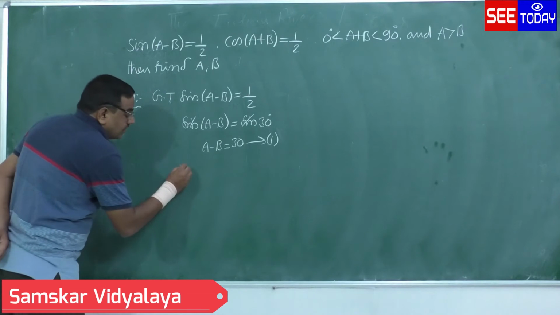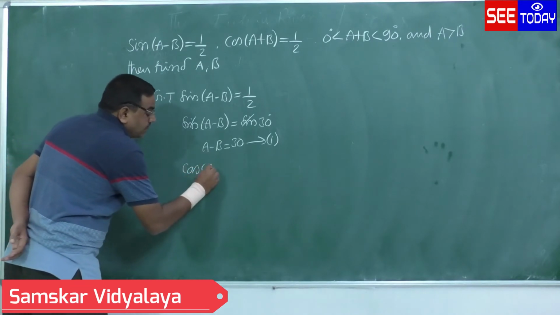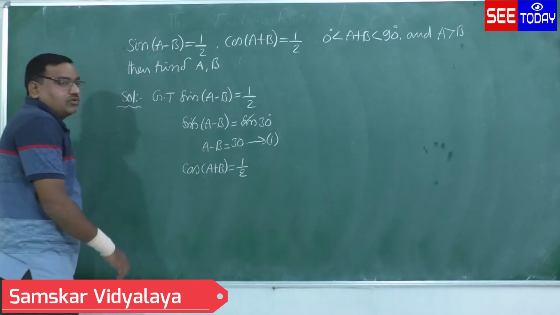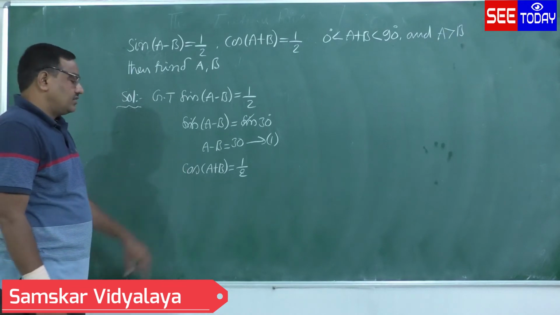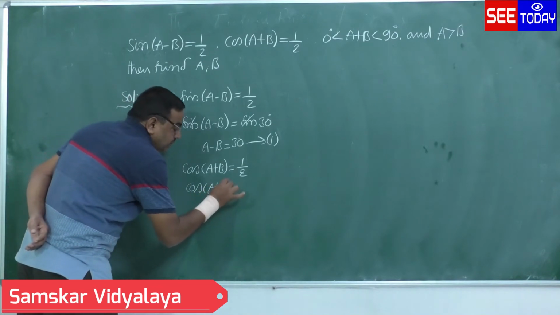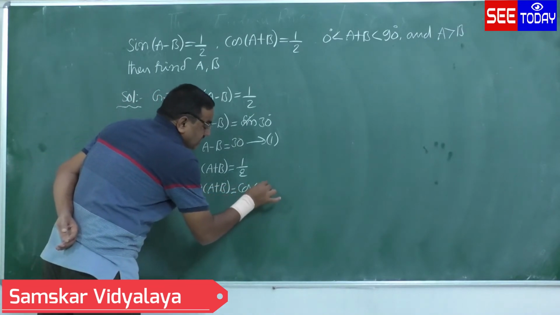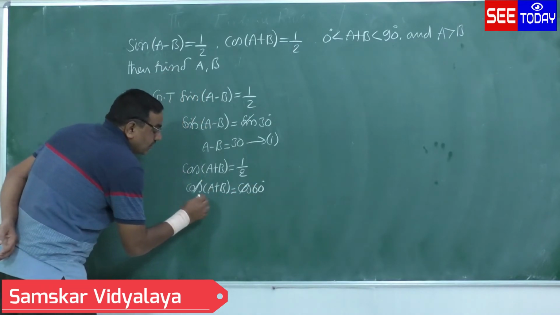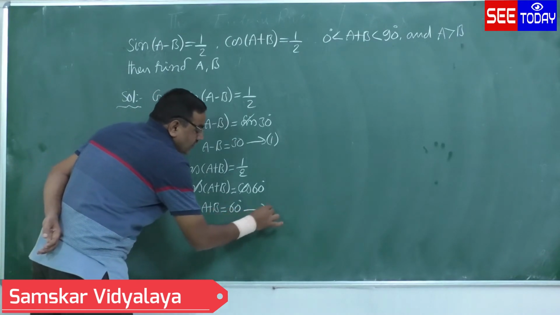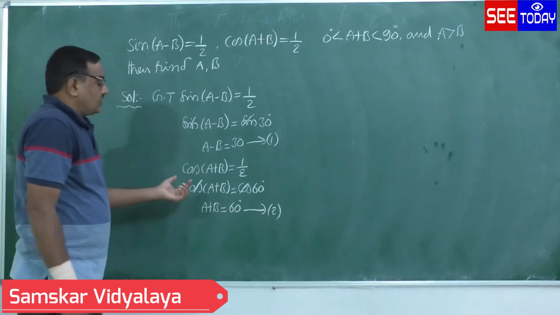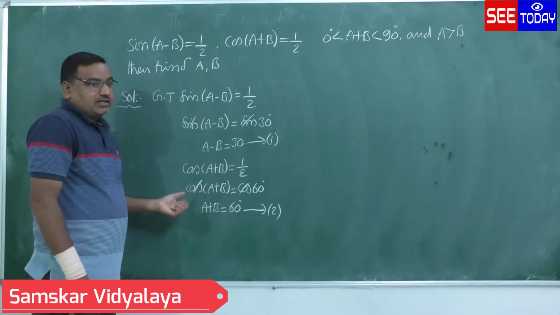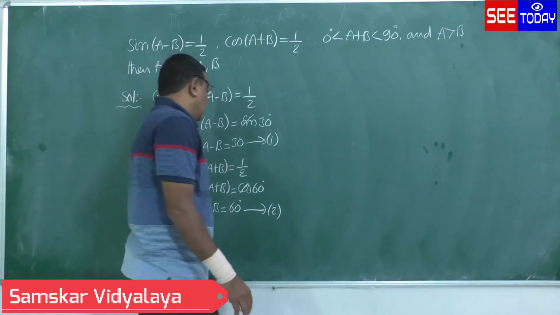Similarly, what has been given? Cos of A plus B is equal to 1 by 2. Where do we see 1 by 2 in the trigonometric table of the cos ratio? We know that cos of A plus B is equal to cos 60 degrees. Cos cancels, remaining A plus B is equal to 60 degrees. This is equation number 2. You could also take it another way, but both are acute angles, so you can write it in this way.